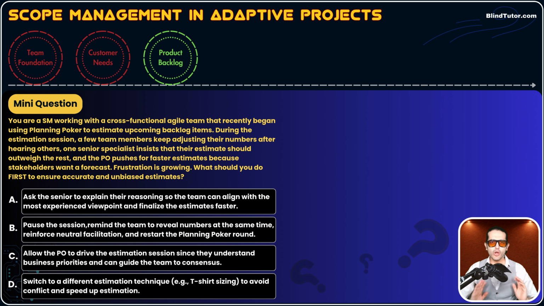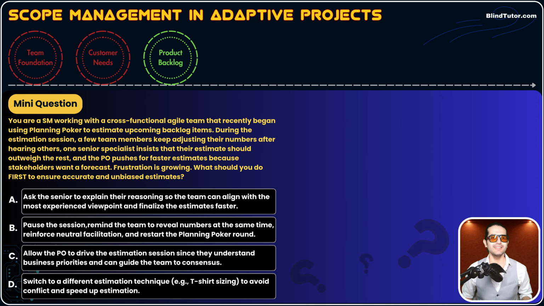Option C, allow the product owner to drive the estimation session. Guys, once and for all, the product owner is the owner of the product backlog. Everything that relates to development and estimation is with the development team. So the product owner has no say here. The product owner could clarify user stories, the backlog items, but cannot guide and drive the estimation session, the planning poker session. Just remember that.